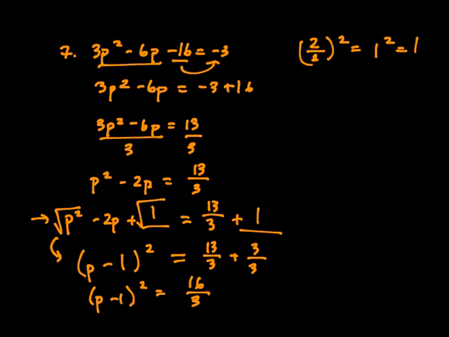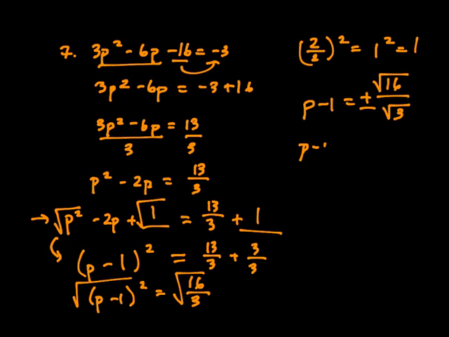Okay, so I'm going to go ahead and square root both sides. Okay, so I have p minus 1 equals square root of 16 and the square root of 3, plus or minus. So p minus 1 equals plus or minus 4 over the square root of 3. P equals 1 plus or minus 4 over the square root of 3.